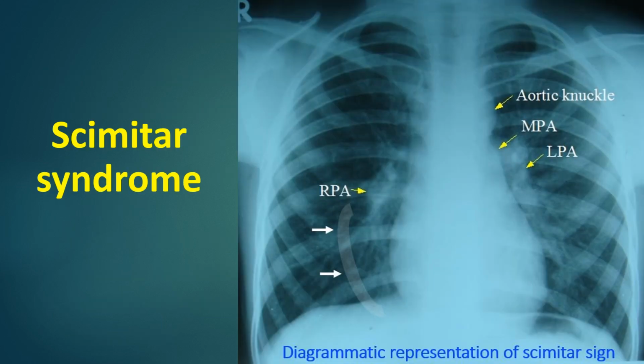Diagrammatic representation of scimitar sign in chest X-ray. Diagram of a partial anomalous pulmonary vein draining towards the inferior vena cava from the right lung has been superimposed on a chest X-ray and marked by white arrows.